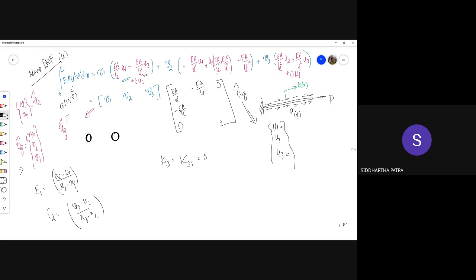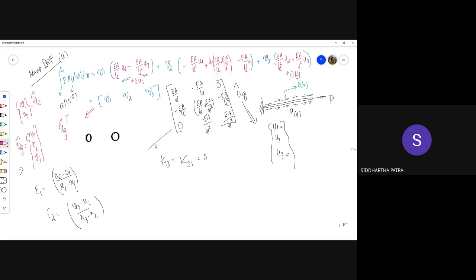Now I'll go to the second element. That means I'll go to the coefficients of V3. So the coefficient of U1 is 0. The coefficient of U2 is minus EA divided by LE2. And this one is plus EA by LE2. And because this is symmetric, this term is also minus EA by LE2. And over here you have EA by LE1 plus EA by LE2.